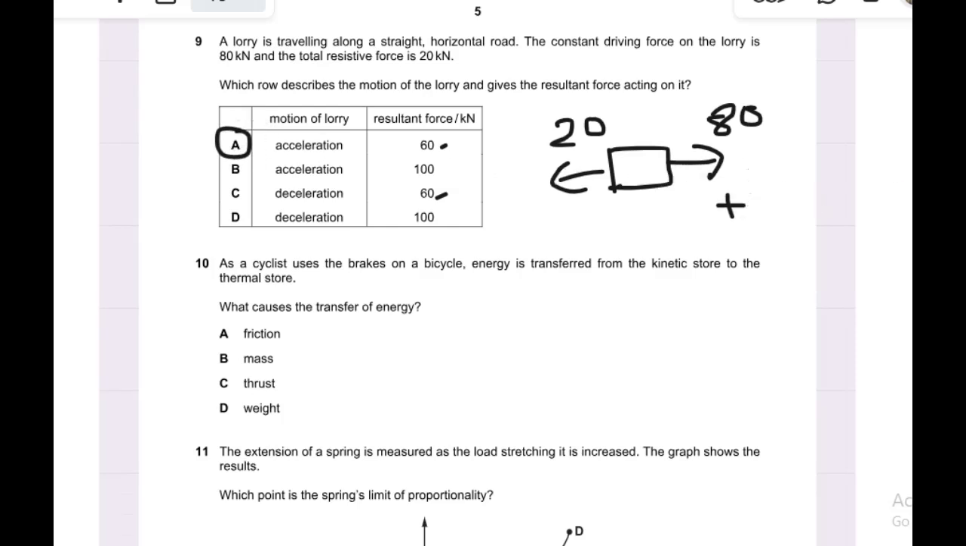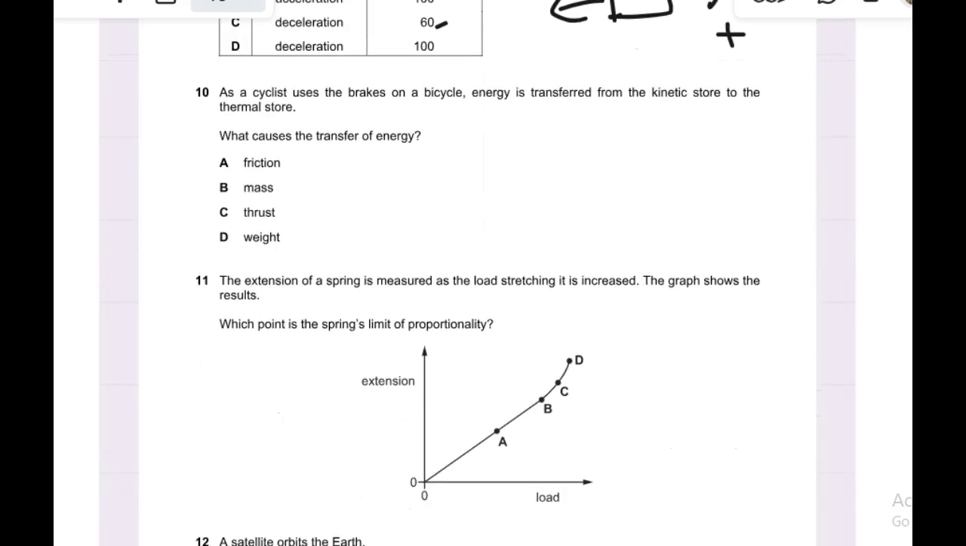Question number 10. As a cyclist uses the brakes on a bicycle, energy is transferred from the kinetic store to the thermal store. Which causes the transfer of energy? Now, since heat energy is being produced, the transfer of energy is due to friction. Now, since the cyclist is using the brakes, the transfer of energy will be due to friction between the brakes, between the bicycle wheels and the road. Therefore, option A is correct.